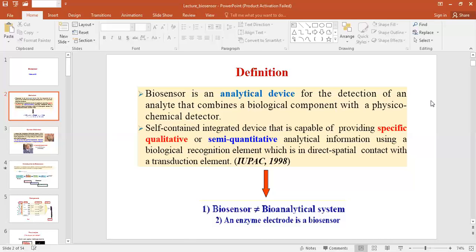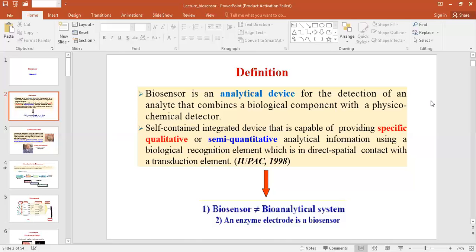So from this definition, we can say that biosensors are bioanalytical systems where an enzyme electrode can be used in the form of a biosensor. So a sensor that integrates the biological element with a physicochemical transducer to produce an electronic signal proportional to a single analyte, which is then conveyed to a detector.